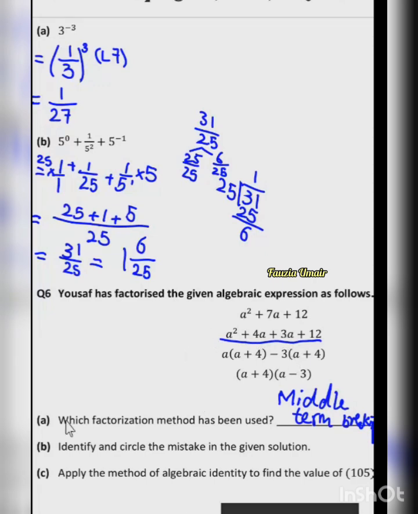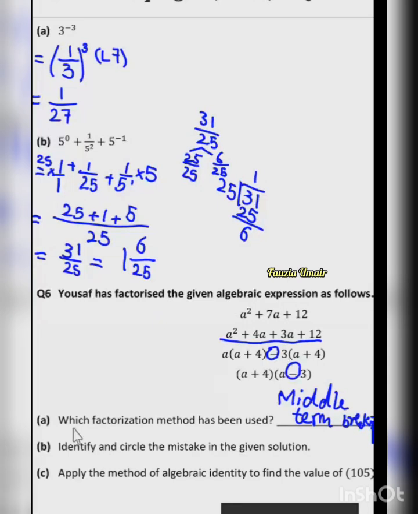So the B part of this question is that you need to identify and circle the mistake in the solution. Let's move on to the sign. Which sign, Hussain? Minus, maybe. There is a random minus sign. I don't know from where, but this sign is wrong, and hence this sign is also wrong.